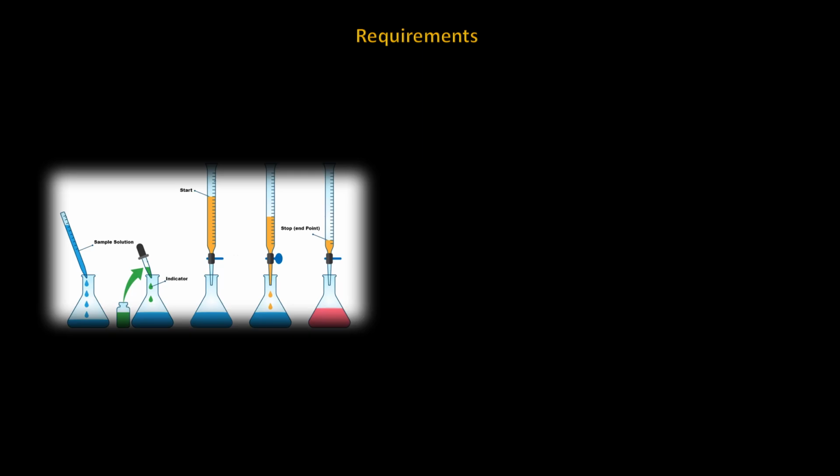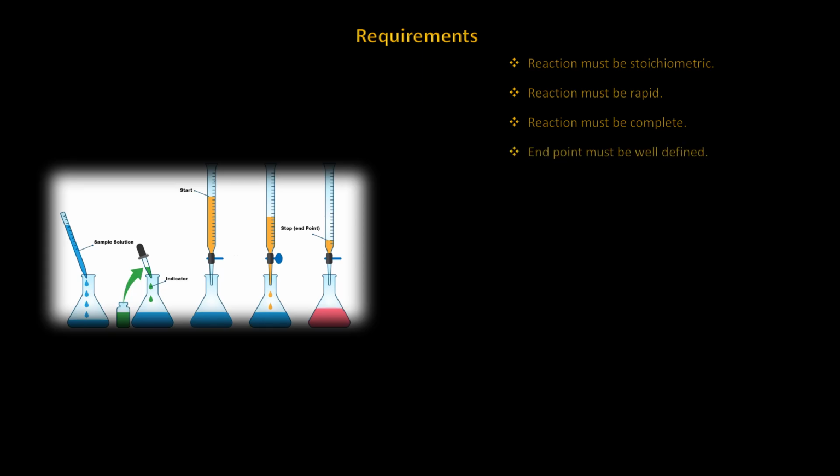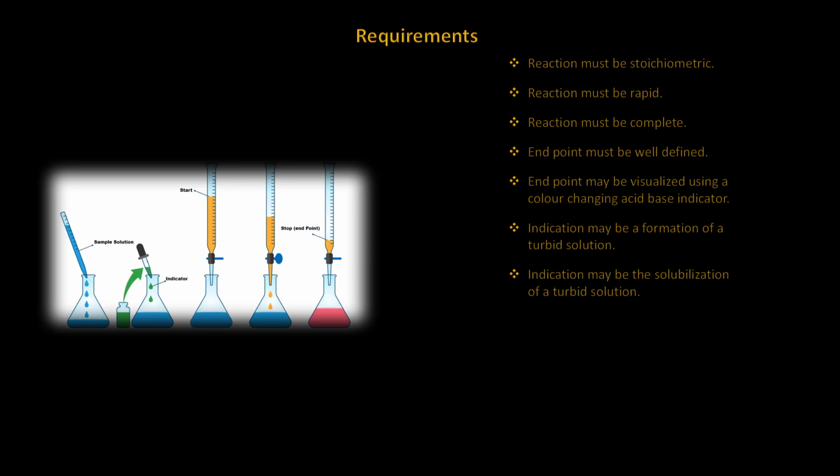However, in order to have a successful titration, there are some important requirements that have to be met. You have to have the correct determined reaction, and it must be stoichiometric. From the reaction equation, the concentration must be measurable. The reaction that takes place must be rapid, and it must be complete. The endpoint has to be well defined for accuracy. This can be visualized by a color change using an indicator as mentioned, or by the solution turning turbid, that is, turning cloudy, or a cloudy solution solubilizing, turning clear.